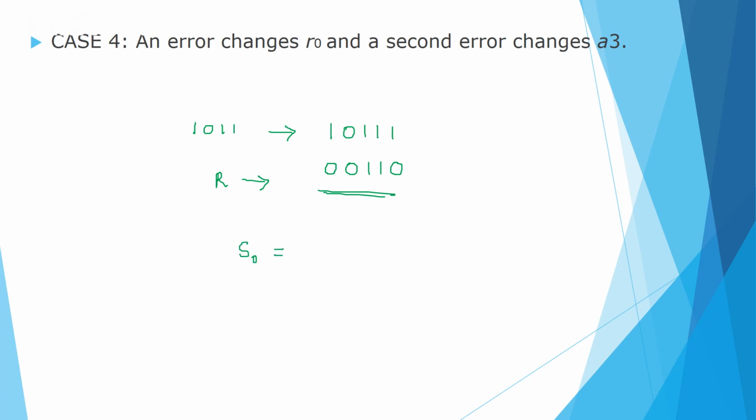Now at the receiver side, syndrome S0 will be computed. Here we have an even number of ones, so we will get the syndrome as 0. So even if an error changes the value of R0, and one more bit error occurs at A3, even though 2 bits are corrupted in the code word, the receiver predicts that since the syndrome value is equal to 0, the received code word is valid. So therefore it will accept the code word.